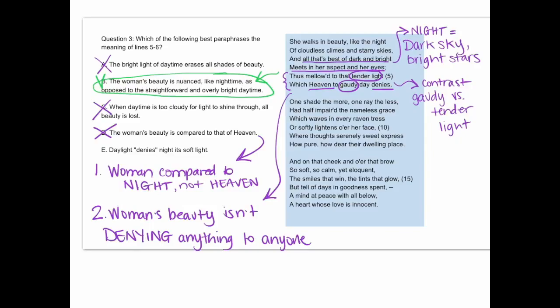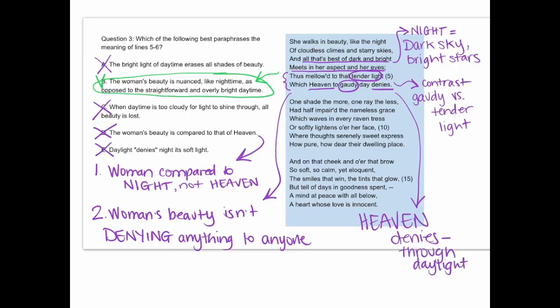The last one, E, daylight denies night its soft light, might be a tempting answer, but remember that heaven is the one doing the denying in lines 5 and 6. Daylight would be the gaudy light of day. So daylight isn't denying day the tender light. Heaven is denying day the tender light through daylight.